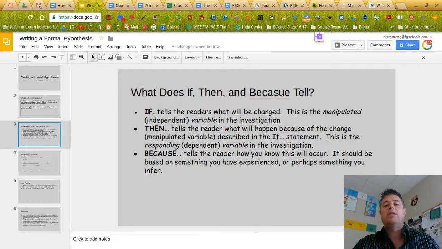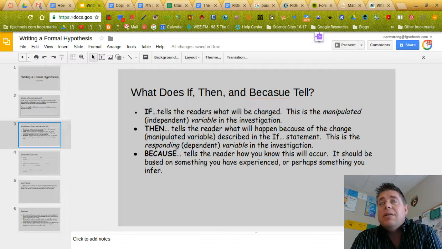Now, what does if-then-because tell? You can see up here, if is going to be your independent variable, that's telling your readers what you changed. Remember we talked about it being the manipulated variable. Your then is going to be your response. What do you expect to see happen because of your change? That's your dependent variable. What did the manipulated variable cause to happen?